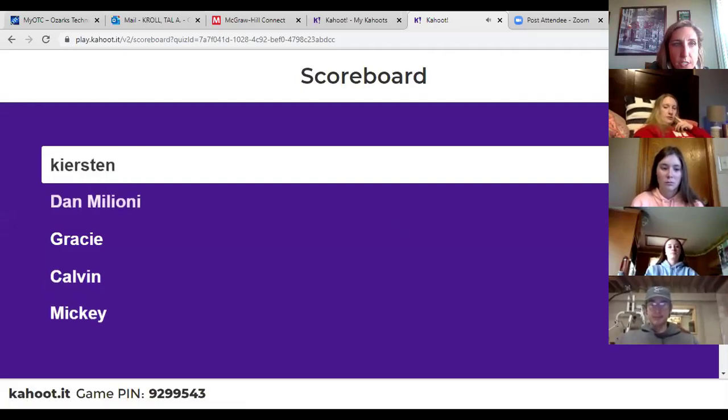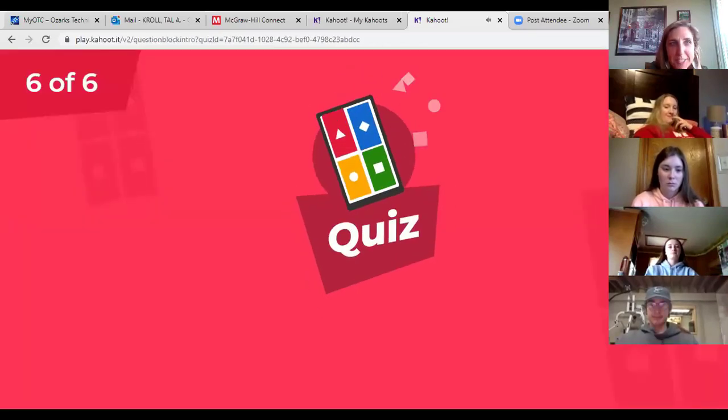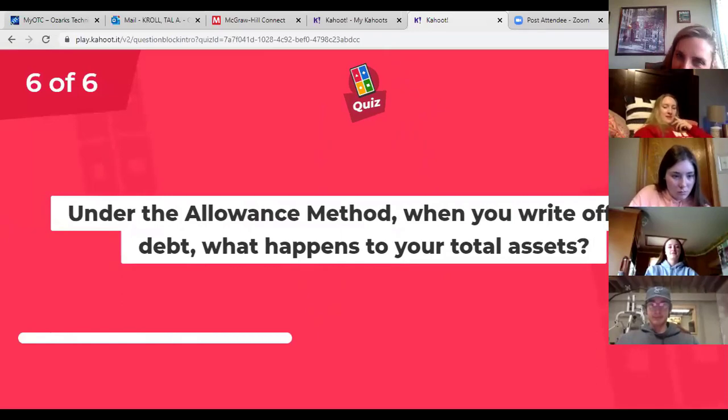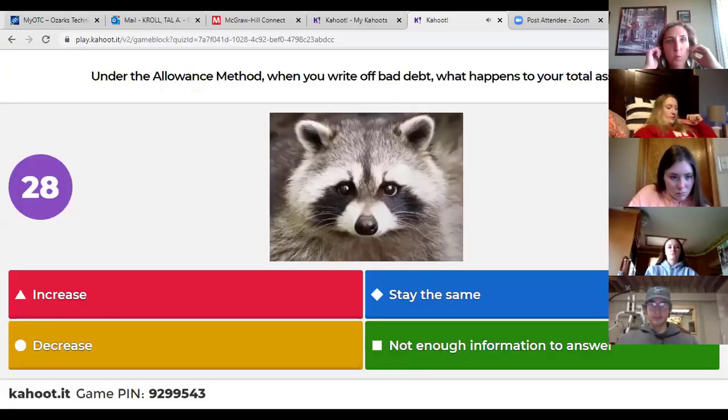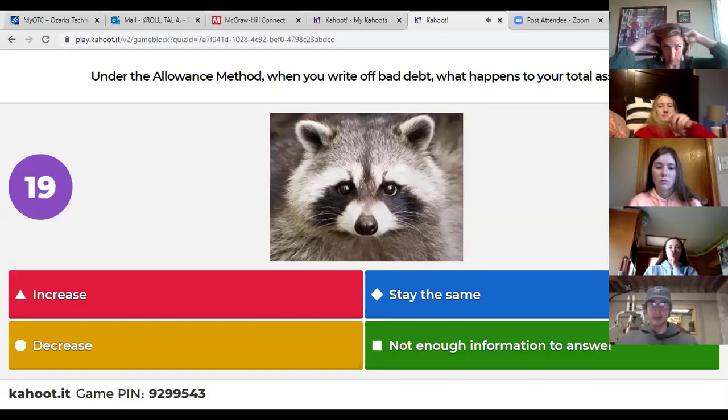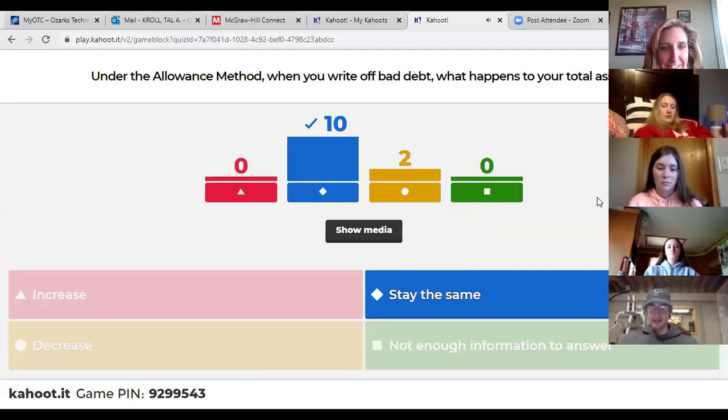And the last question, oh, Kirsten pulled in the lead. Under the allowance method, when you write off bad debt, what happens to your total assets? When you do the write-off entry, what happens to your total assets? When you write something off. That raccoon is staring into my soul. Total assets, good, excellent, nice work.